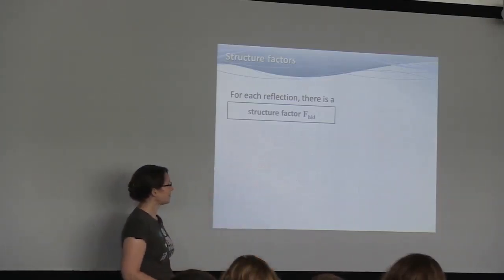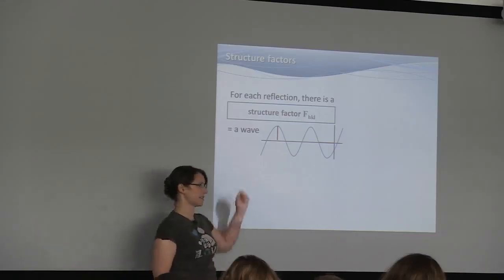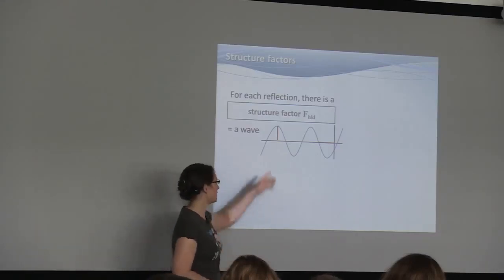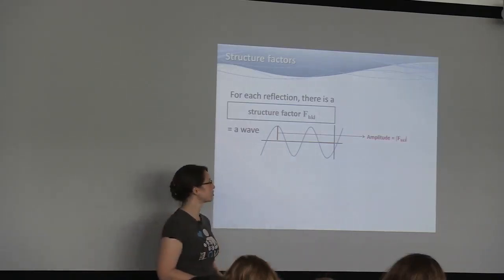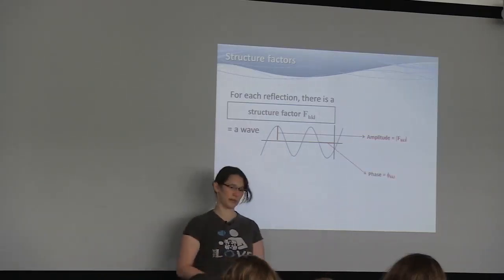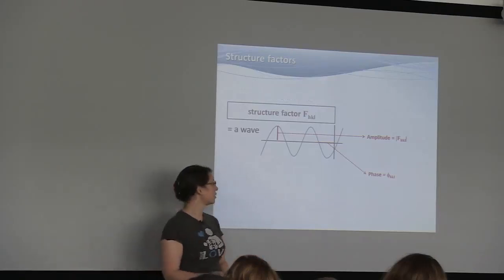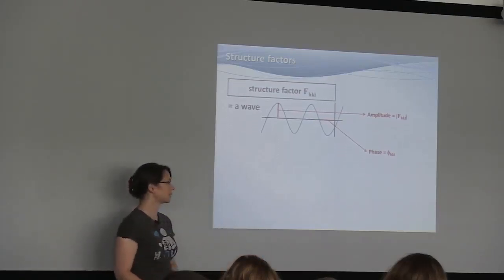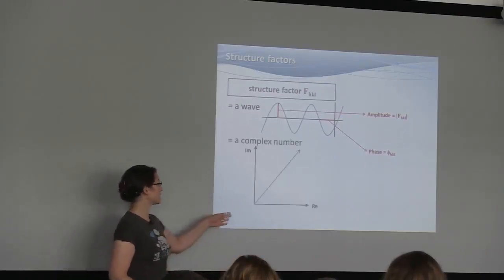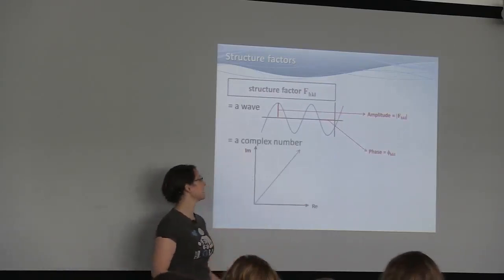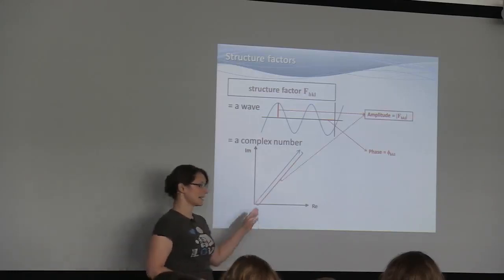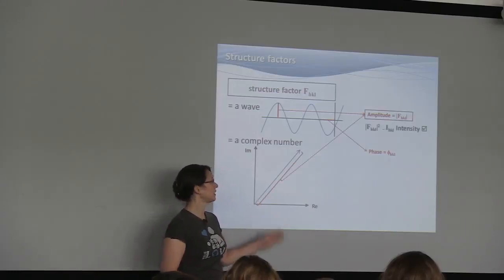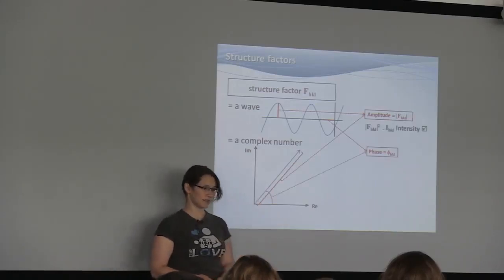Now, structure factors can be regarded as a wave. That wave would have an amplitude, which we call the absolute of F_HKL, and a phase, which we call phi_HKL. They can also be seen as a complex number. So we have got a complex plane with the imaginary and the real axis, and then the structure factor is a vector, which has a length, the amplitude, and an angle over the real axis, which is the phase angle.